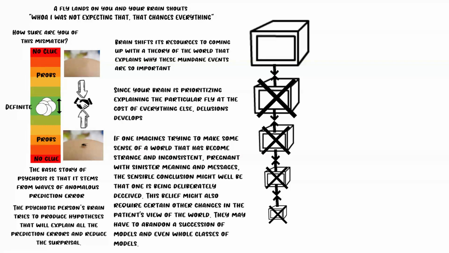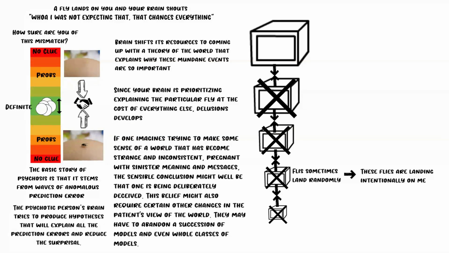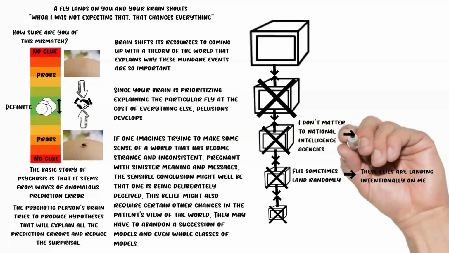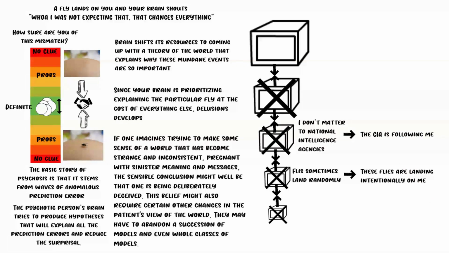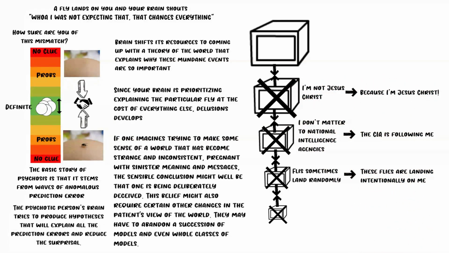Imagine at the beginning you have some flies randomly landing on you that you attribute great significance. So you develop the belief that these flies are landing intentionally on me. And then weeks pass where you have these bizarre experiences, and your belief that you don't matter that much to national intelligence agencies gets taken over because you have all these random events that you think are super important. So now you develop the belief that these flies and these random events are being sent by the CIA who's following me. And then imagine years pass and you still have all these aberrant events of great significance that you can't explain. And maybe one possibility to explain why the CIA is following you is because you are Jesus Christ.